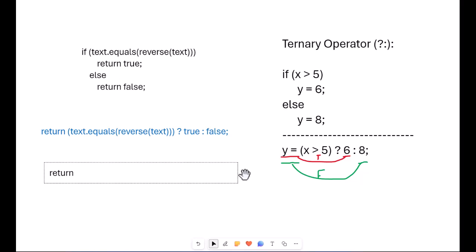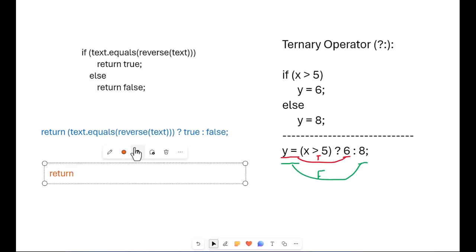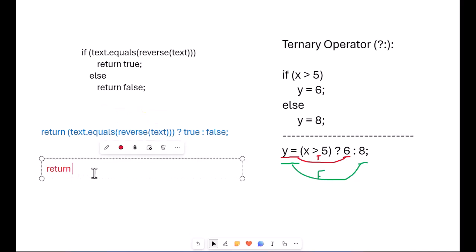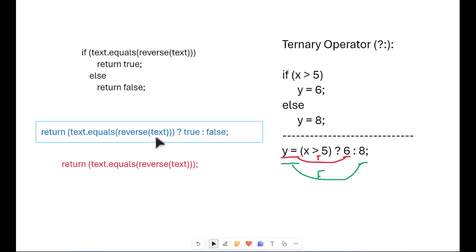You see, the condition is either true or false. Why test it and then decide on a return value? Here, let me put it in red. This is the best way to write it: return text.equals(reverse of text). It is already a true or false value. Why do you even need an if else or the ternary operator?